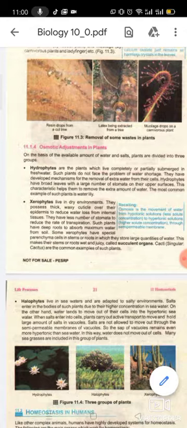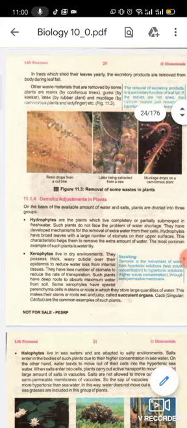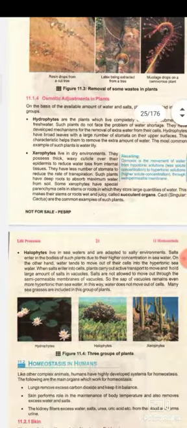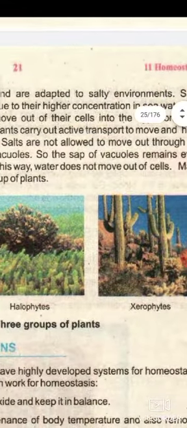So today we are going to discuss osmotic adjustment in plants. If we are going to discuss osmotic adjustment, we all know that there are different types of plants and how these plants are living in different environments. There are not only plants living on land, but also plants living in water, as well as in sea water, as well as in the desert.